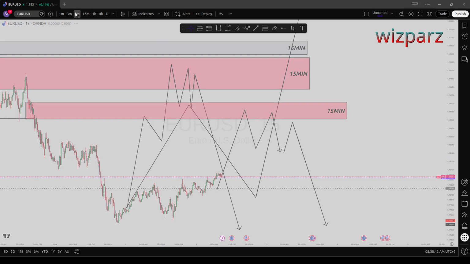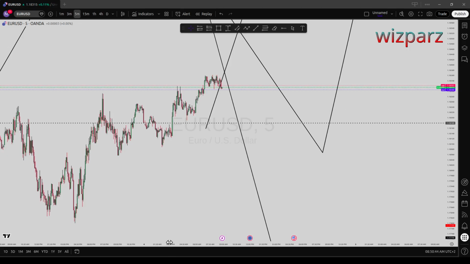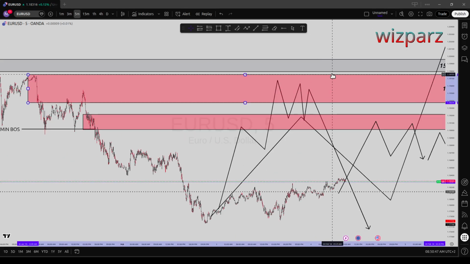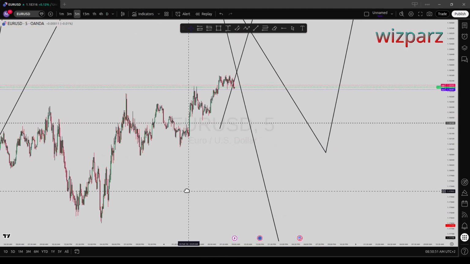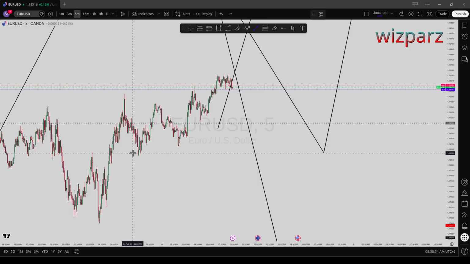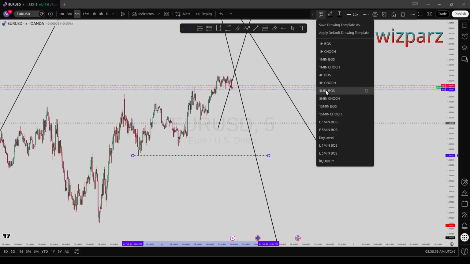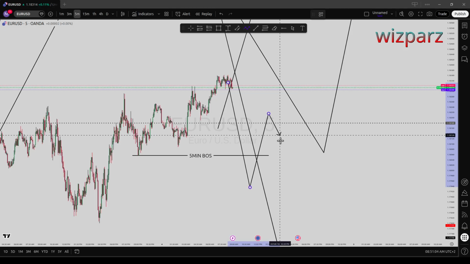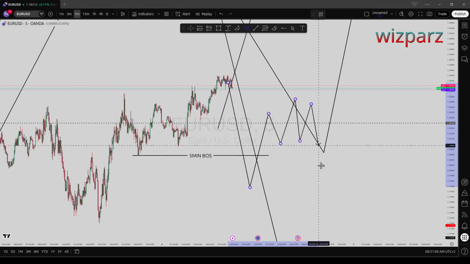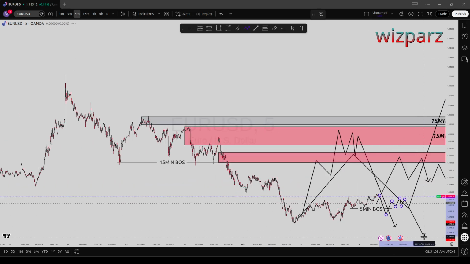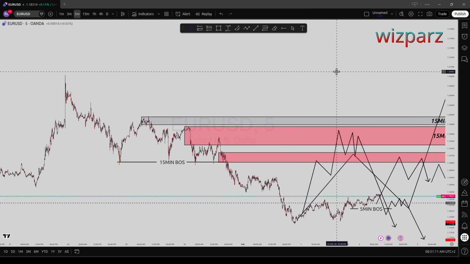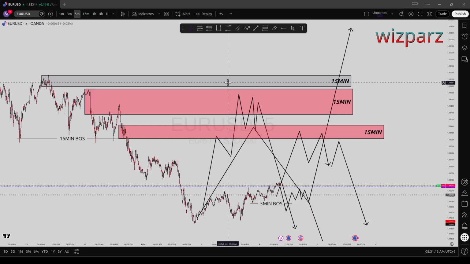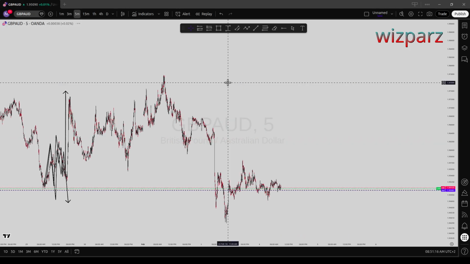I will look for sell either if price comes back to this zone, or price breaks this low. Then from here I am going to look for short. If price comes back to this and then breaks and then gives a 1-minute change of character to the downside, I'm going to look for short, targeting price to continue pushing down lower. As simple as that.